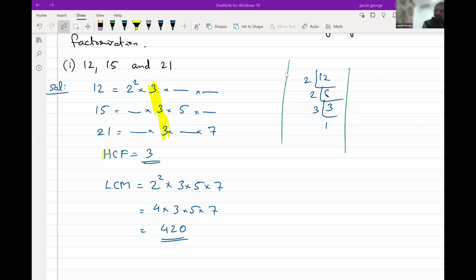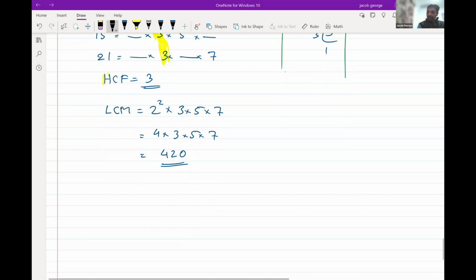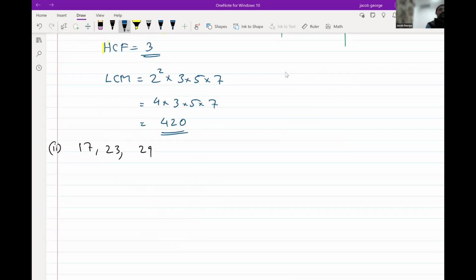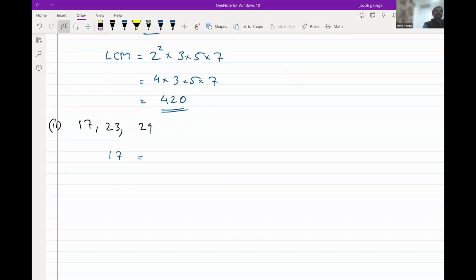One more question: 17, 23, and 29. What is special about these numbers? All are prime numbers. If all are prime numbers, we write the HCF as 1. 1 is the common factor. There is no other common factor. Because of this reason, LCM will be the product of the numbers.